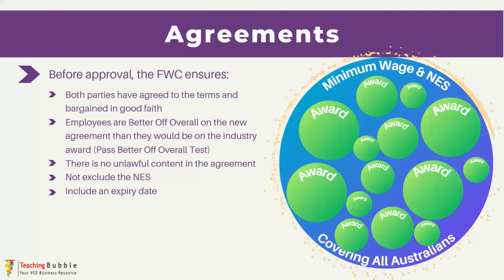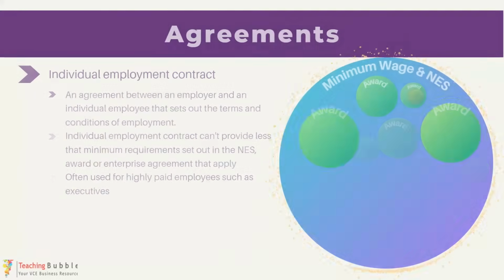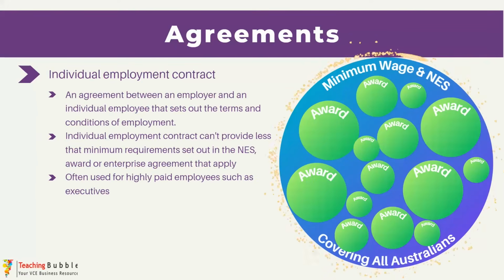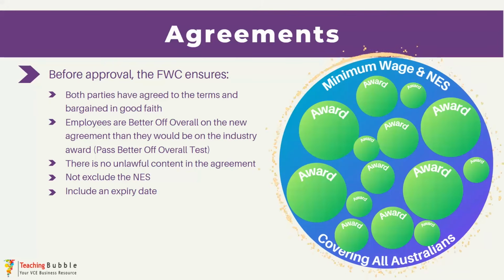And before the Fair Work Commission approves the agreement, they will look to ensure that both parties have actually agreed to the terms and come to their agreement by bargaining in good faith. So that means that the negotiation process was fair for both parties. And one of the vital elements of this approval is that the Fair Work Commission performs what's known as the better off overall test. And so this is where they determine if the employees would be better off overall on the new agreement than they would be on the industry award.